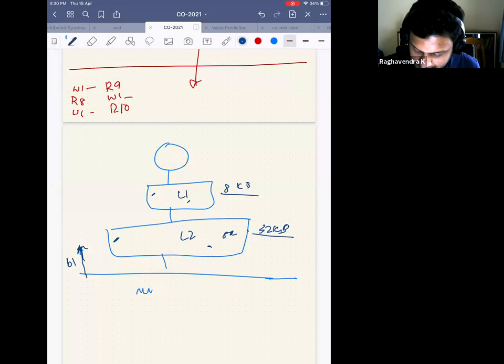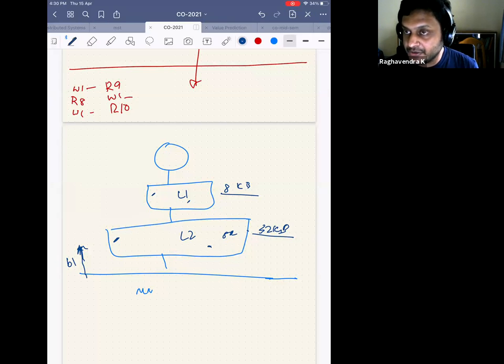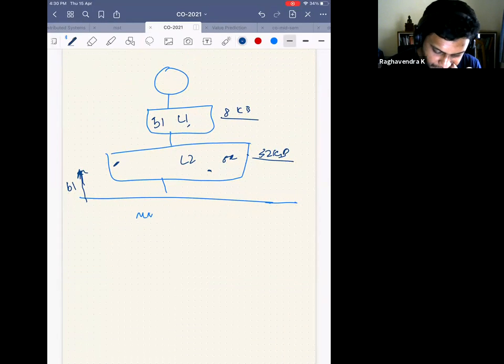Okay. Yeah, I was asking, why do you want to keep it in both? You were saying something. Can you tell me again? Sir, I was saying that if we don't keep it in both, then what's the point of having two caches? Okay. I will give you a design. Tell me what's the flaw in that design.